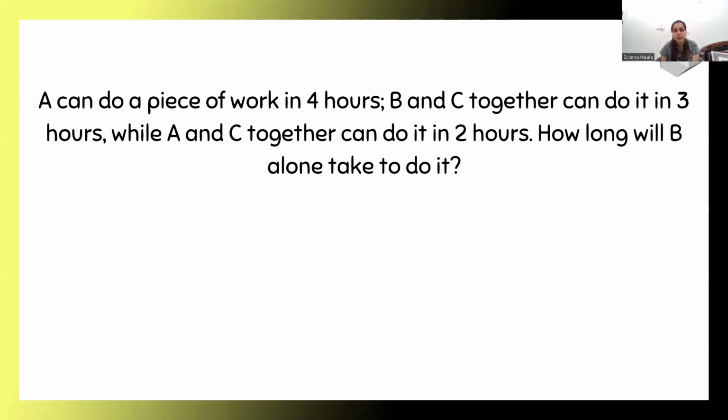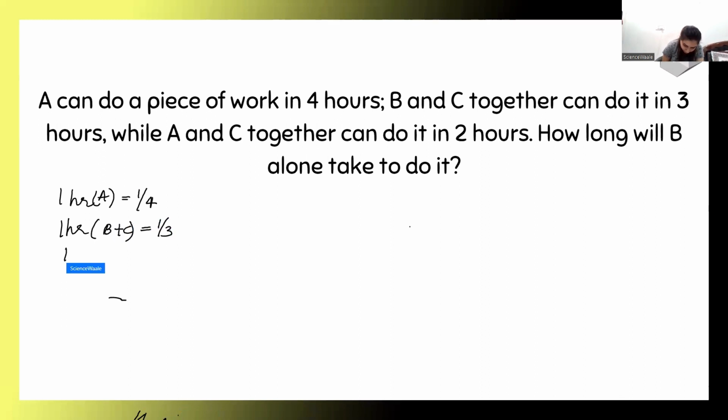A can do a piece of work in 4 hours, B and C together can do it in 3 hours, and A and C can together do it in 2 hours. Then how long will B alone take to do it? So let's just write down what is given to us. 1 hour work of A is given as 1 by 4. 1 hour work of B plus C is given as 1 by 3. 1 hour work of A plus C is given as 1 by 2.